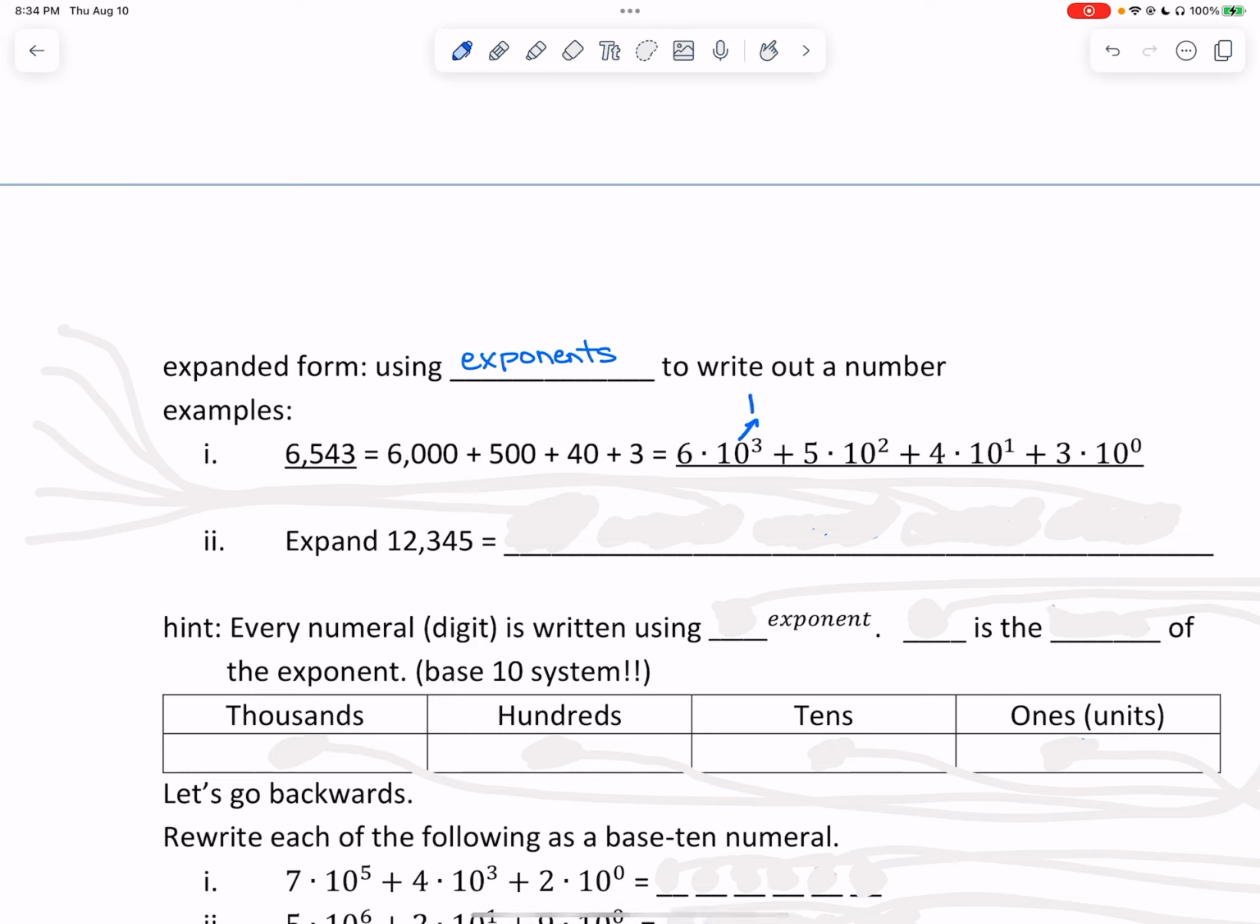Remember, 10 to the third, that means that exponent tells you how many zeros it has. So that's in the thousands place. That's going to be in the hundreds place. That's going to be in the tens place.